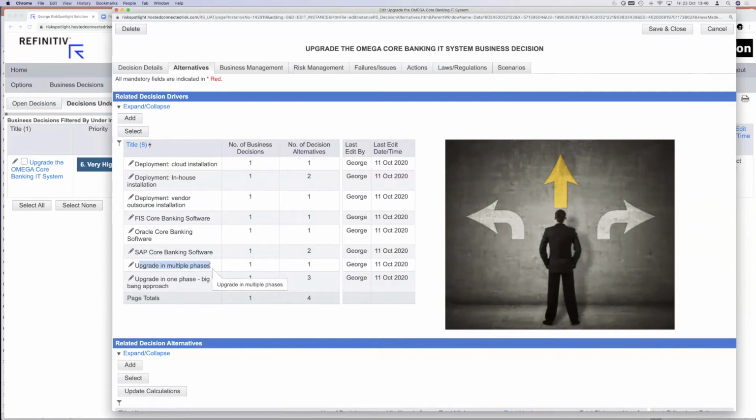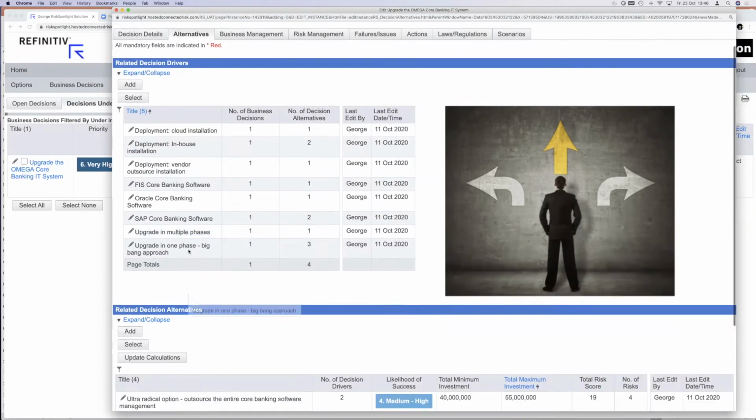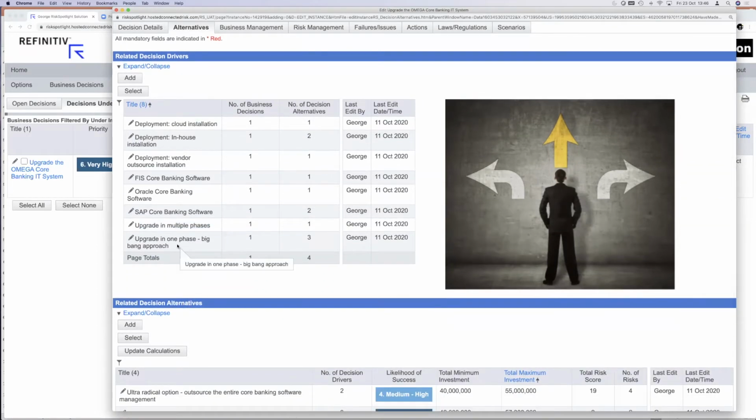So do we do the credit card customers first, and the current account customers next, and mortgages next, or do we do it all in one phase? Because of course, if you do it all in one phase, there'll be a lot more risks you'll need to think about than if you do the migration in phases.